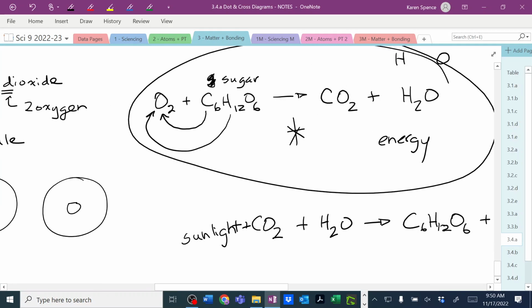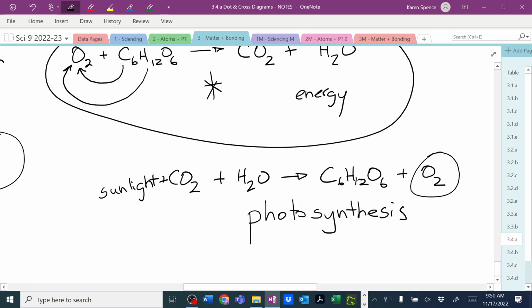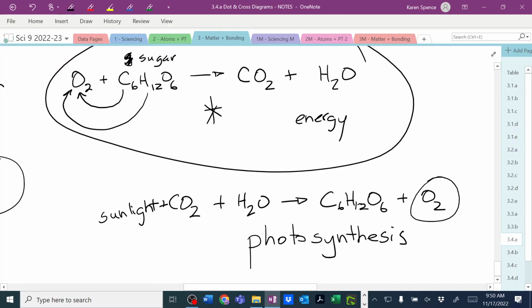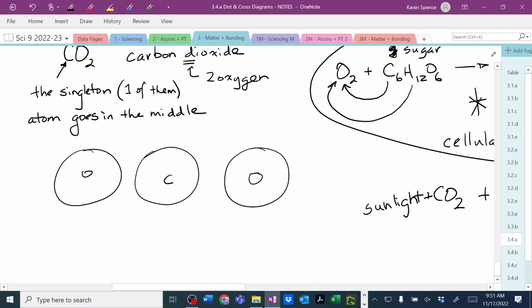Do you guys know what this process is called where we take CO2 and H2O and make oxygen? Starts with a P. Photosynthesis. Does anyone know the reverse process? Cellular respiration, yes. That's just because it's interesting. It's not part of grade 9, but I find it fascinating. Okay, back to our carbon dioxide.